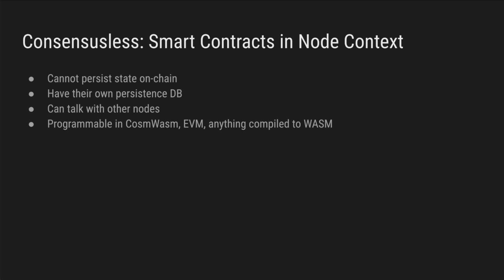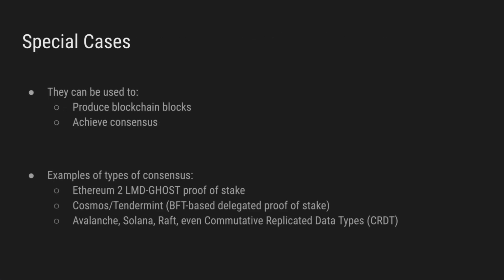But until then, they have their own persistence database, and these contracts need to be able to talk with other nodes by HTTP, gRPC, WebSockets. And with WasmX, these contracts can be programmable in CosmWasm, EVM, or anything compiled to Wasm. These contracts can be used to produce blockchain blocks and achieve consensus on transactions and data.